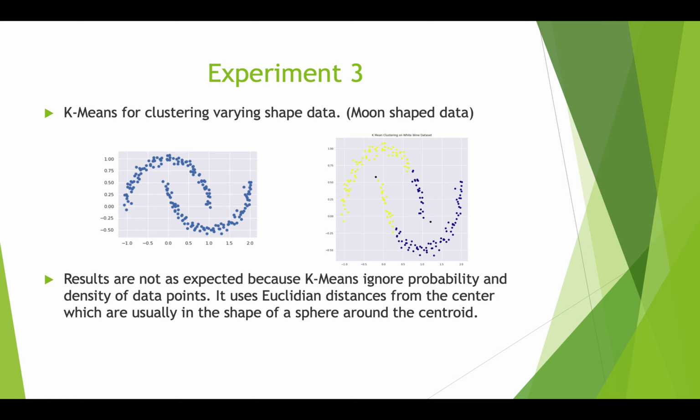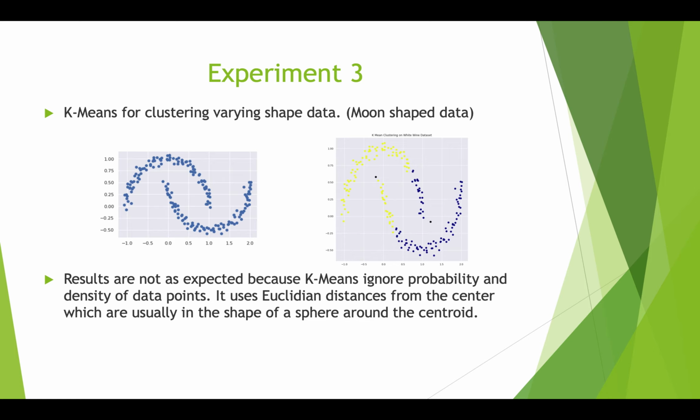Next is experiment 3, and this was to determine the limitations of k-means, because from what we know, k-means operates on the sum of squares of Euclidean distance. So distances are obviously measured from the center points, which are the centroids. So usually we have a sphere. So whatever distances we are measuring, whatever clusters we are making, they are usually in some sort of spherical, oval, or circular form.